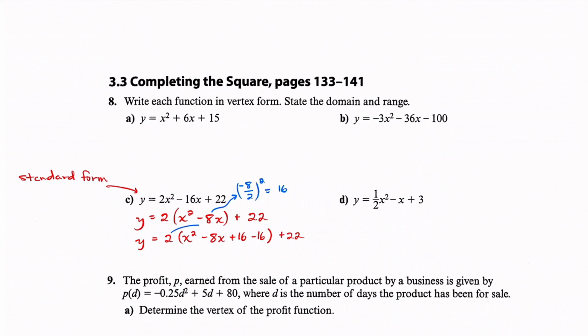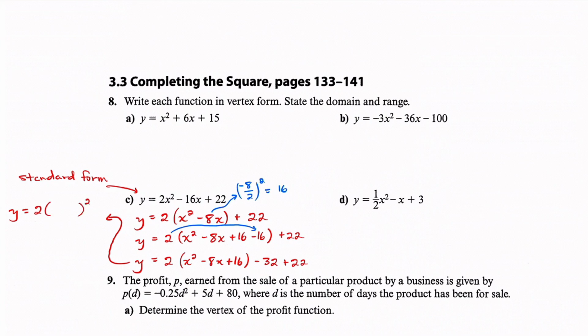Our next step that we needed to do though was we needed to distribute that 2 to bring the negative 16 out. So when I do that, I'm going to get y equals 2 times x squared minus 8x plus 16, close my brackets, and then when I do that distribution, that's going to bring me a negative 32 outside plus 22. Okay, and then my last step I'm just going to put up over here. Just going to write the start of it.